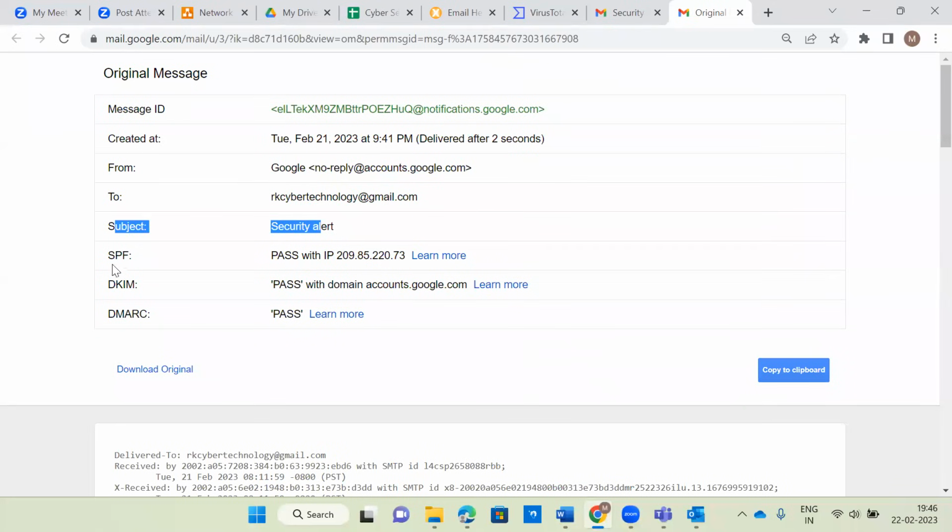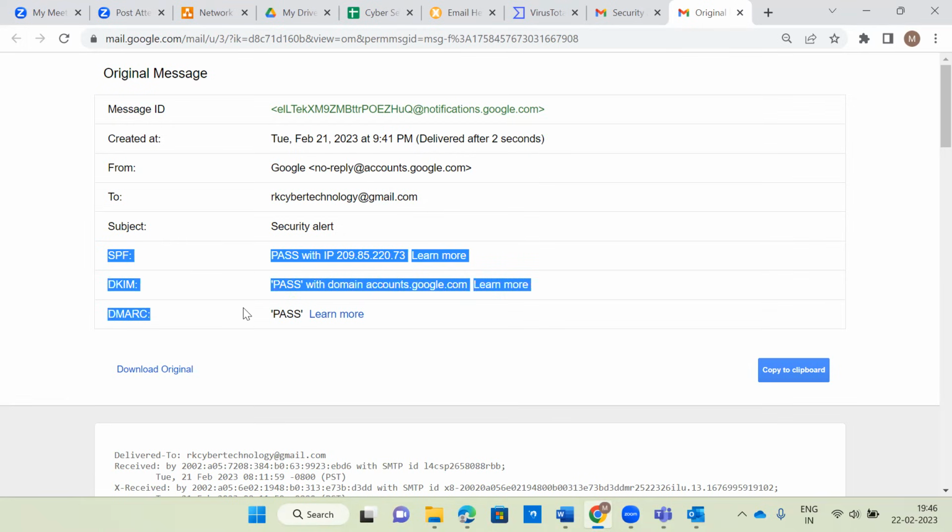Subject is security alert. Sender Policy Framework is an authentication protocol. It can prevent phishing email attacks from phishing attackers. DKIM, a digital signature, will be there. It can prevent any data leakage. DMARC is an authentication method. This one also will prevent phishing email attacks from the phishing attackers. So these technical terminologies, we have to investigate.